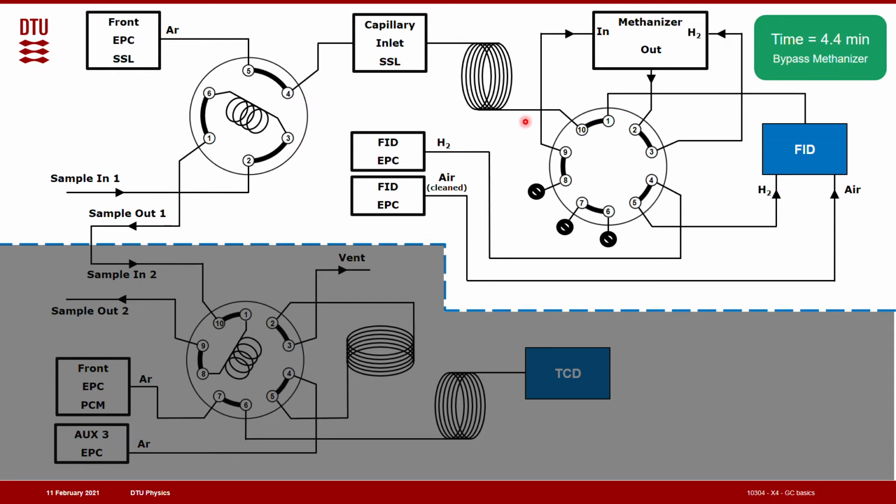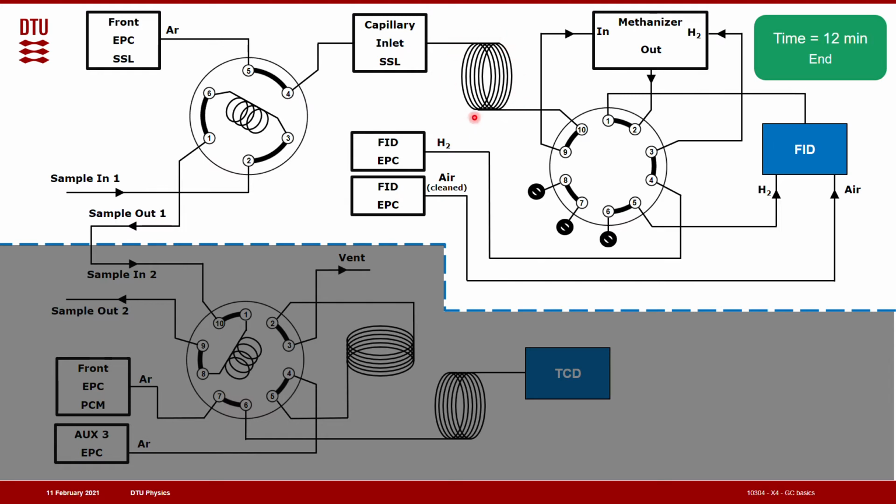Then after 12 minutes, the method, as it's called, is ended, and we're ready to take a new injection. The word method is simply a description of the program, you can say, of what different timings you have, both for the valves, but you can also change the way the pressure of the gas flows, all the different parts actually, as well as the oven temperature.